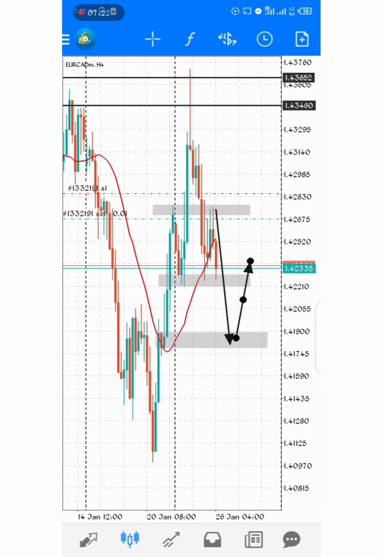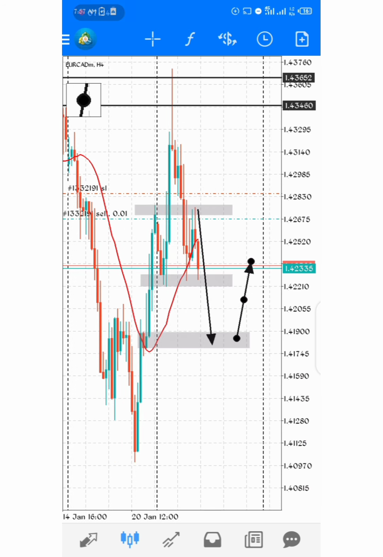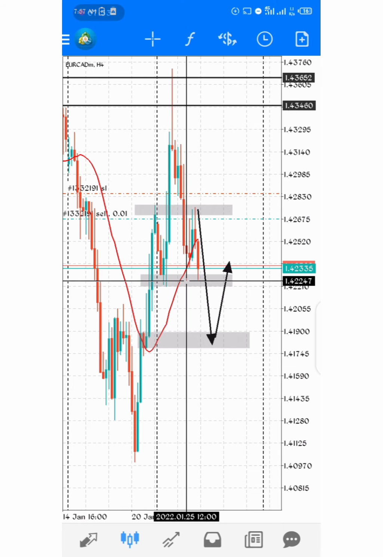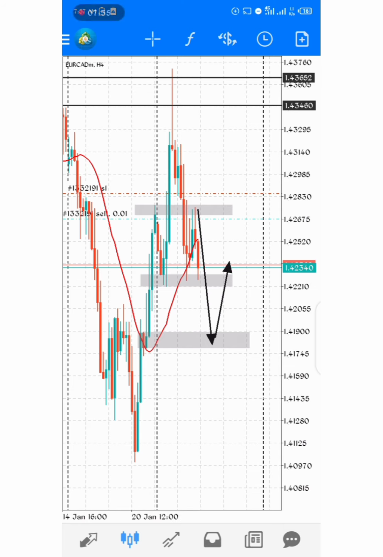Now, most times, if the neckline is getting retested, it doesn't just come to the neckline, which is this area. It's going to look for a supply zone to tap into before continuing to the downside.